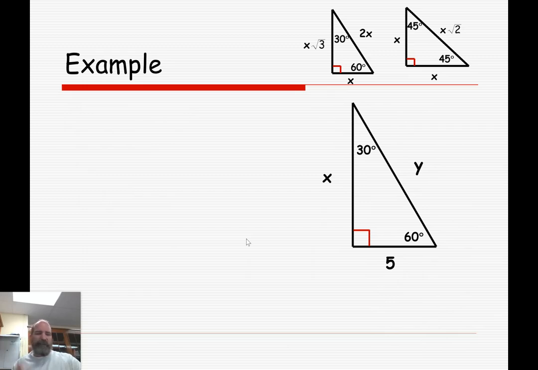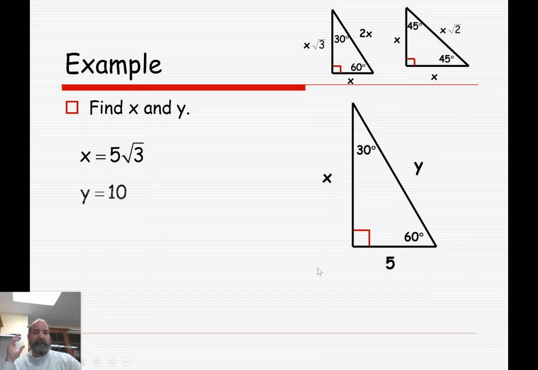Okay, probably don't write this one down. This is the same as the other one. If they give me the short side, we got this. Okay, if this is 5, x is 5 square root of 3, and y is double the short side, so it's 10.